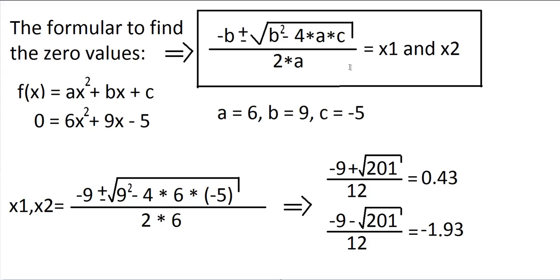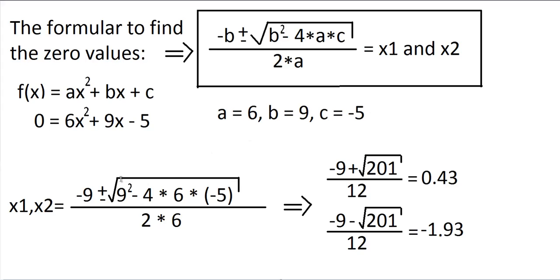We want to know what x is when y is equal to 0. So, anyway, we got this standard function, f(x) is equal to ax squared plus bx plus c. And as you can see, we wrote in 6 for a, b to be 9, and c to be minus 5. That's what I used here. So we got them written here as well, just to make that sorted out.